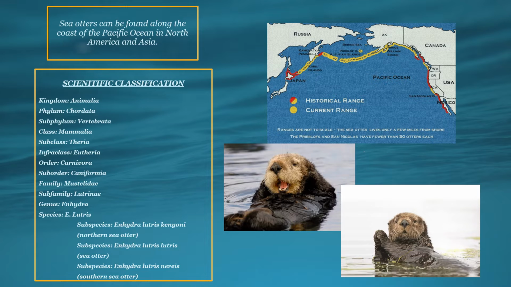Sea otters can be found along the coast of the Pacific Ocean in North America and Asia. The sea otter is an aquatic member of the weasel family. Northern sea otters live in the waters off of south coastal Alaska, British Columbia, and Washington state, while the southern sea otters live off the coast of California.